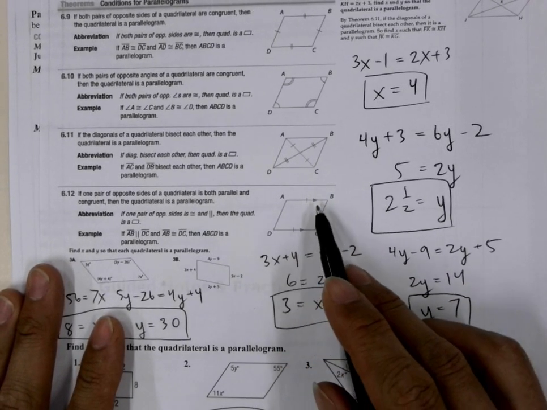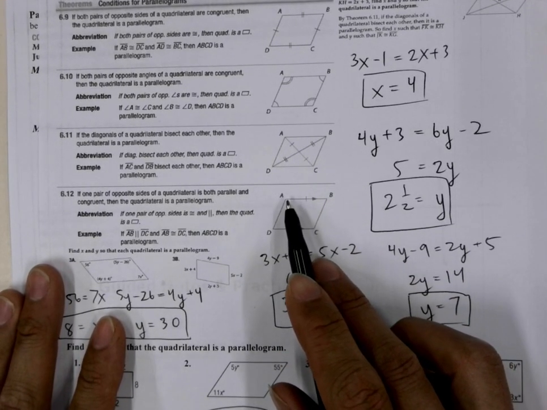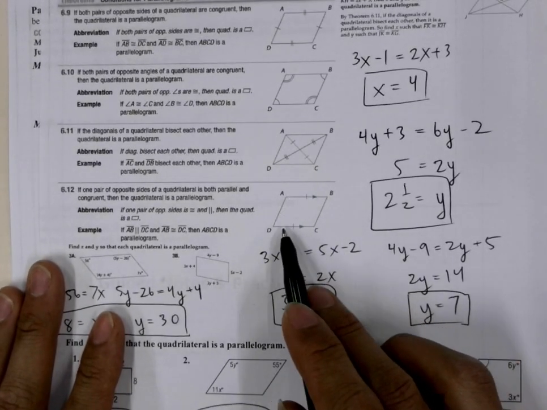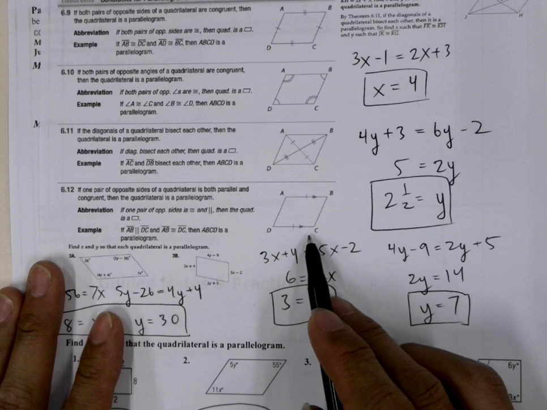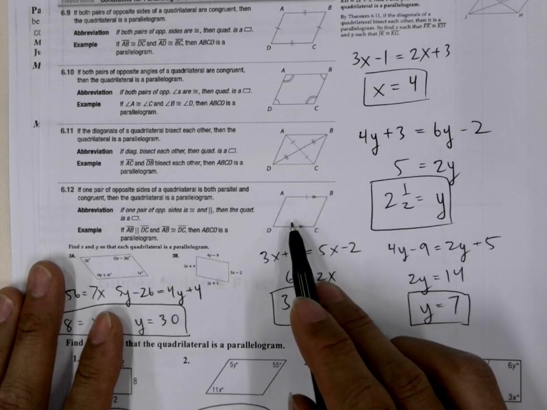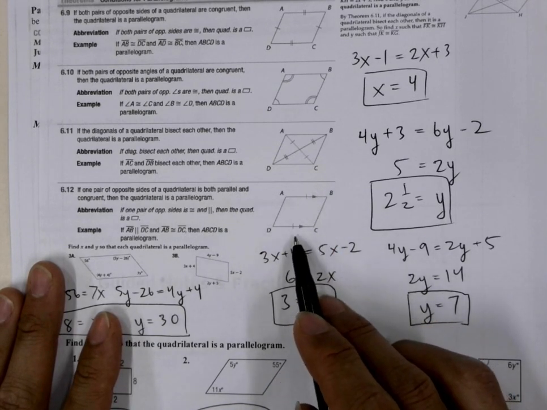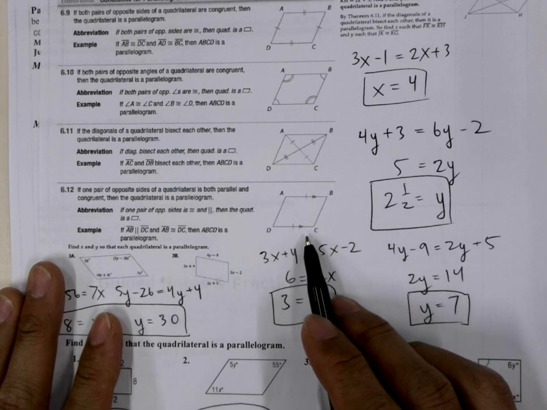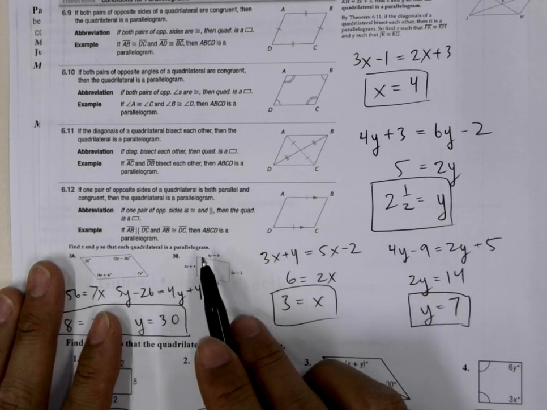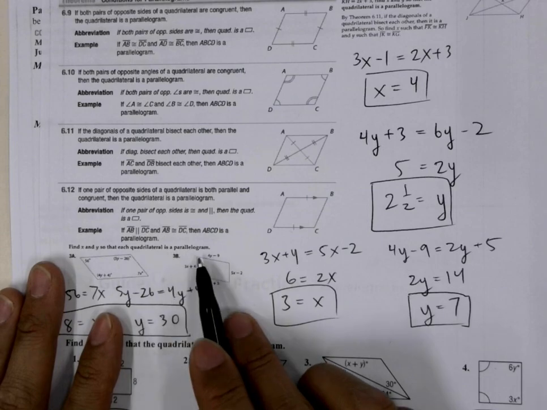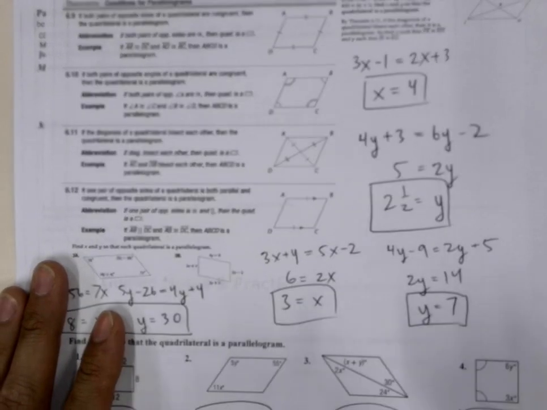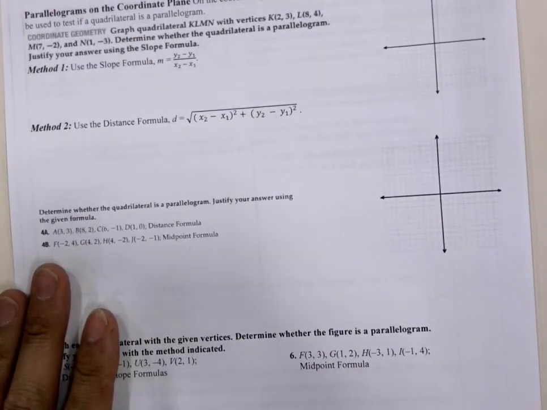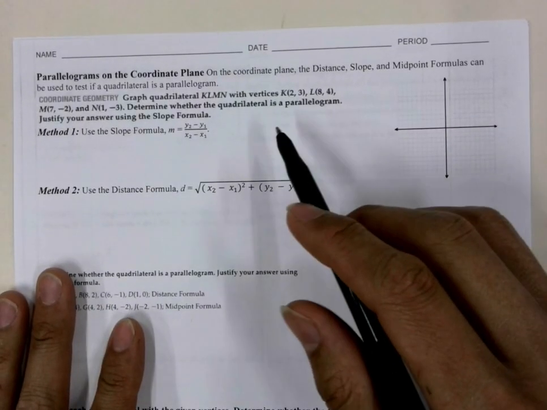And then lastly, we can go ahead and use the slope formula. So we can prove that two sides have the same slope, which means they're parallel. And then we can also prove using the distance formula that those same sides are congruent, in which case we will have been able to prove that the quadrilateral is a parallelogram using theorem 6.12. Alright, so let's go ahead and try that over here.